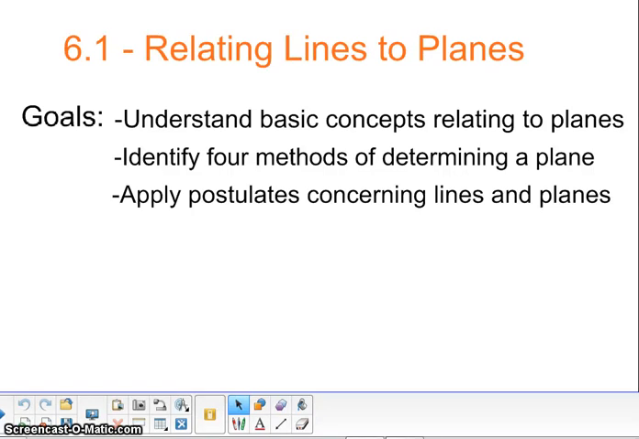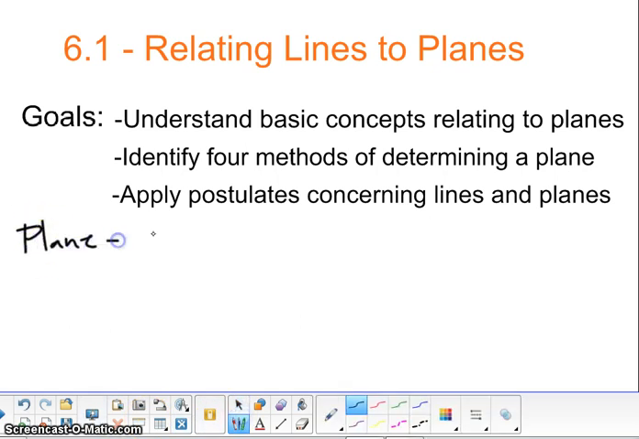Hi, this is Mrs. Slater, and today we're going to talk about lines and planes. And first of all, the definition of a plane, if you recall, is a flat surface with infinite length and width.